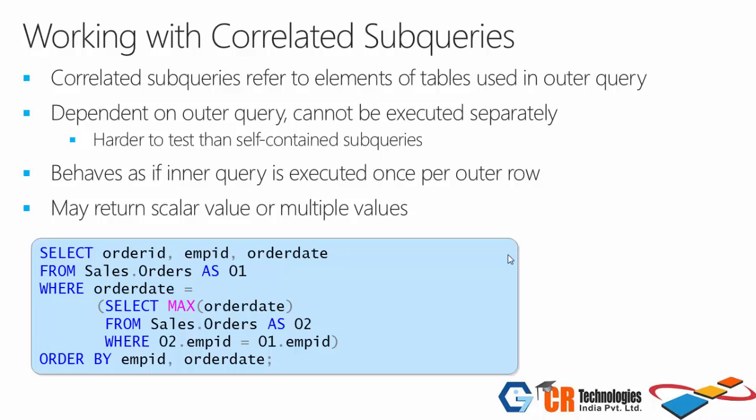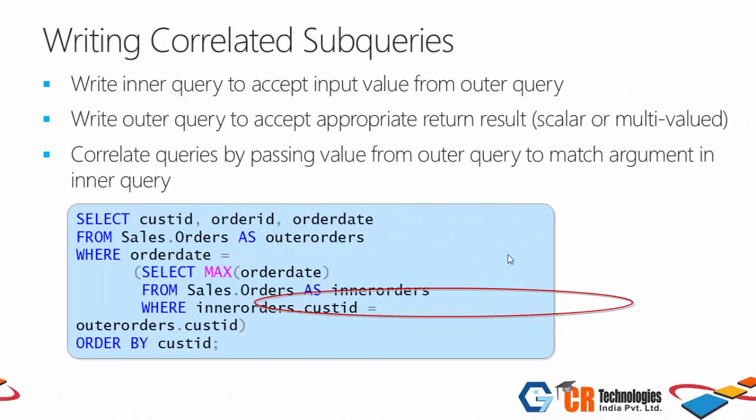Note the alias. It's called O2. Where O2.employee ID is equal to O1.employee ID. This is where the correlation takes effect, where you're trying to pick up a value from the outer query and match it with the value from the inner query. And then you actually have an order by, which sorts the final results of the entire query after it is completed. So writing correlated subqueries could actually be tiresome.